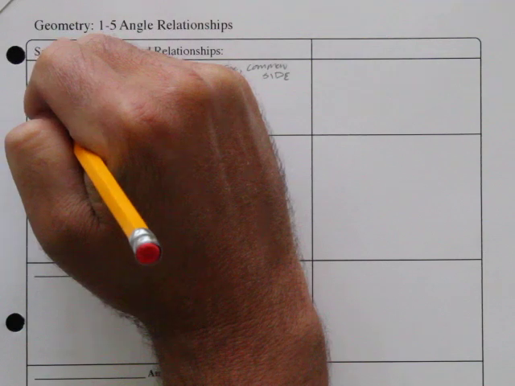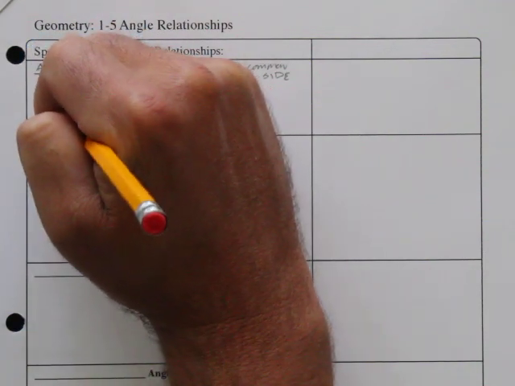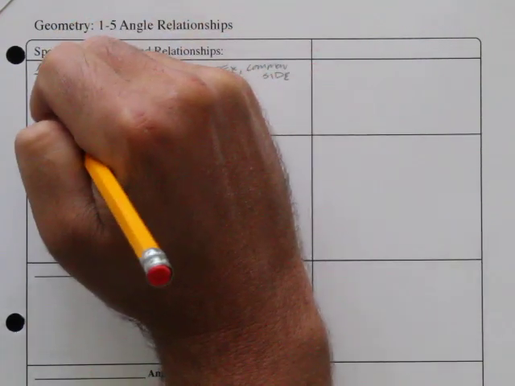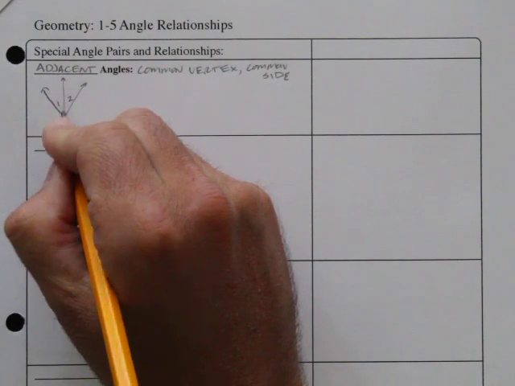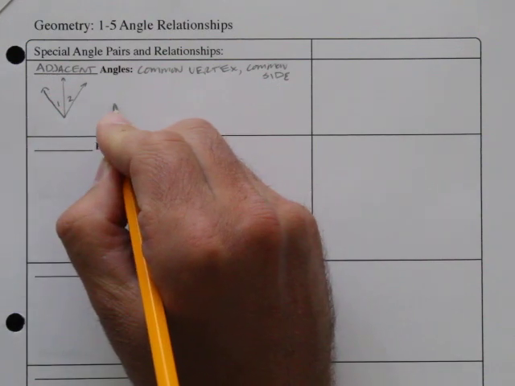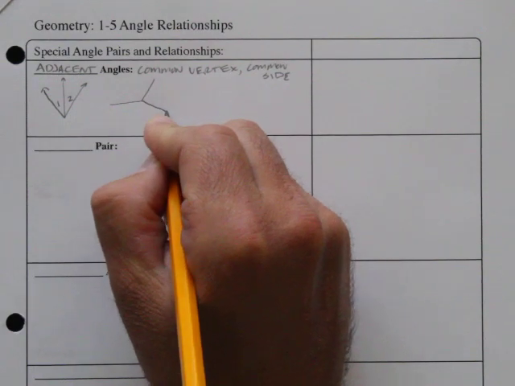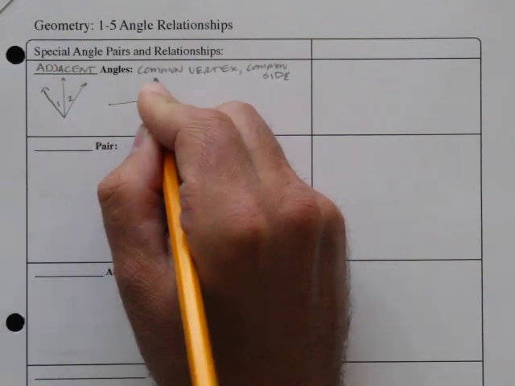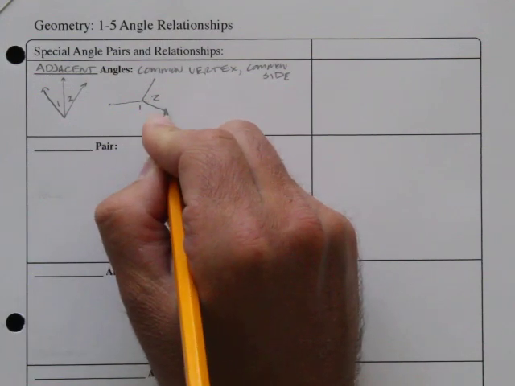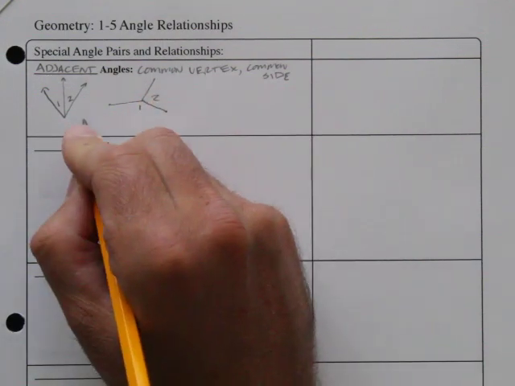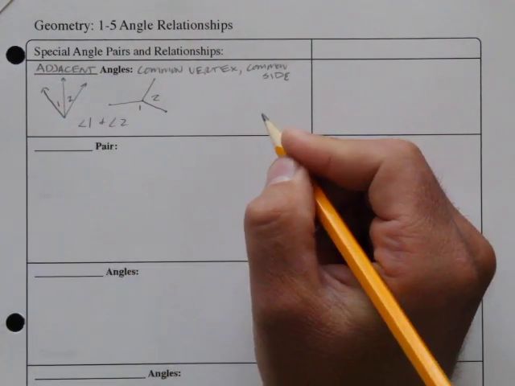So let's draw a couple adjacent angles. This might be angle 1 here and angle 2. Notice we've got a common vertex and a common side. Another way you might see this is something like this, 1 and 2. We've got a common vertex and a common side. So angle 1 and angle 2 are adjacent angles.